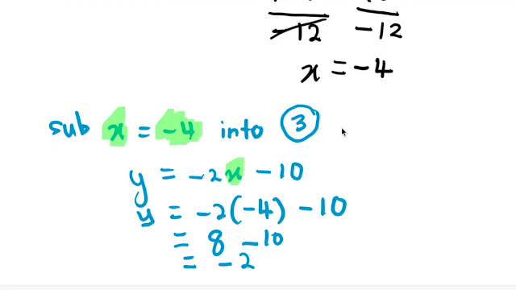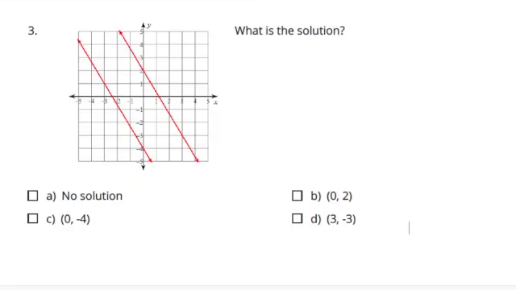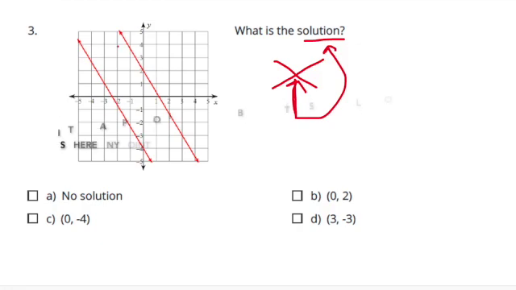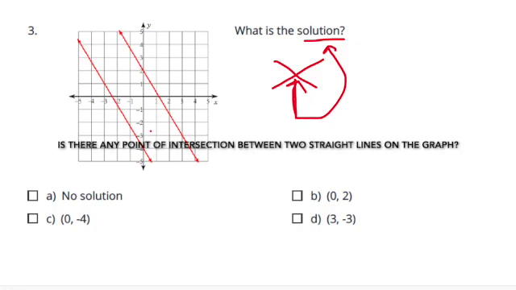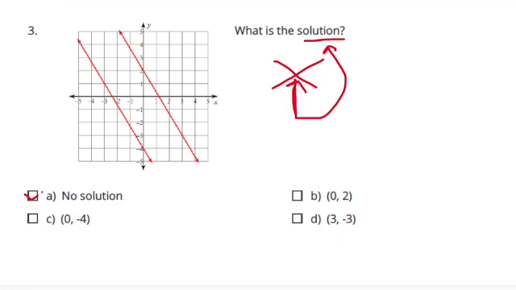Now, we already know the answer for y. So, this is actually the solution for those two straight lines. Question 3. So, what is the solution? Still remember, when we have two straight lines and when there is a point of intersection, the point of intersection there is the solution. But when you see at the graph here, is there any solution? Is there any point of intersection? No. So, there is no solution.